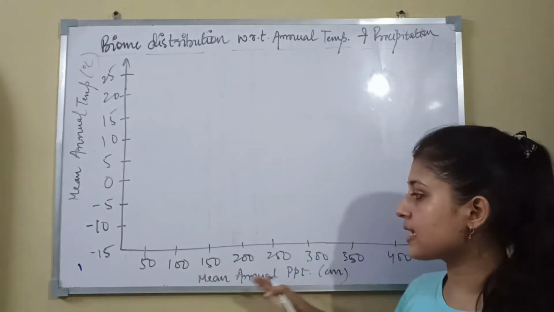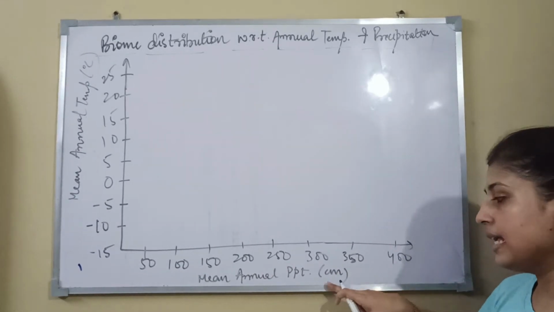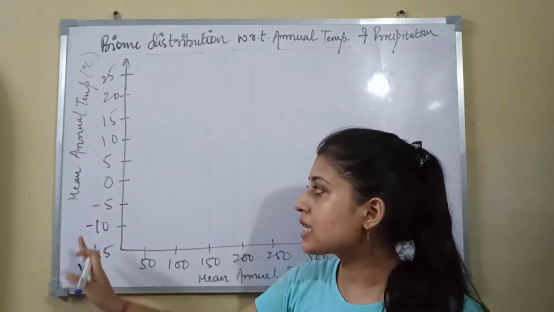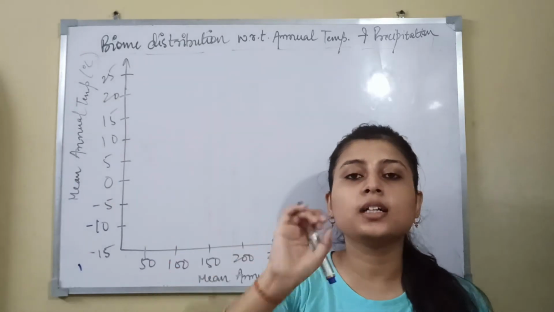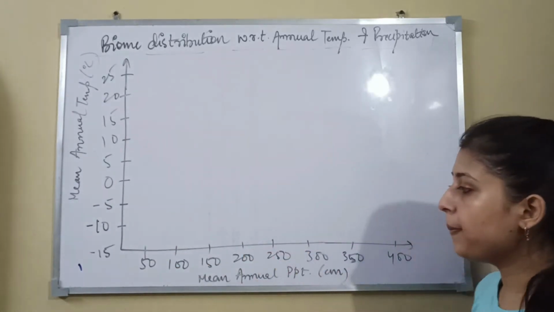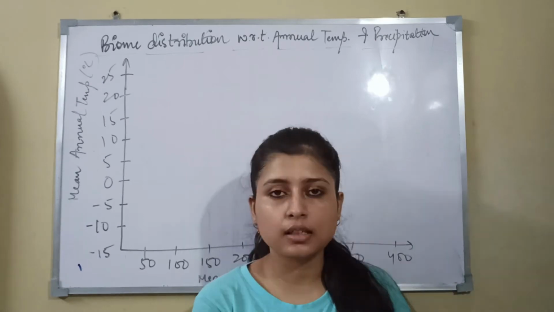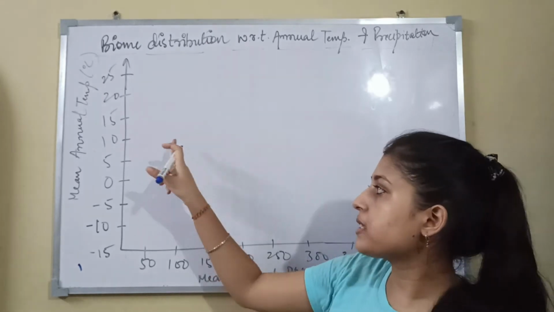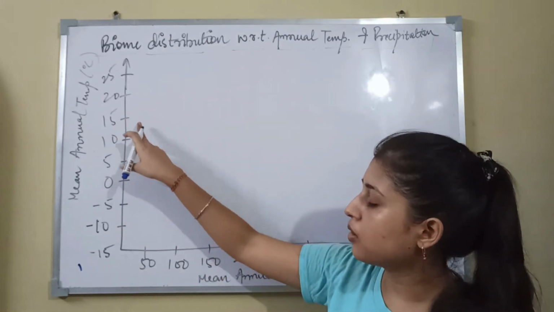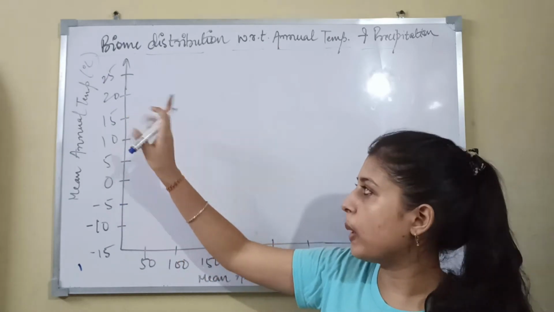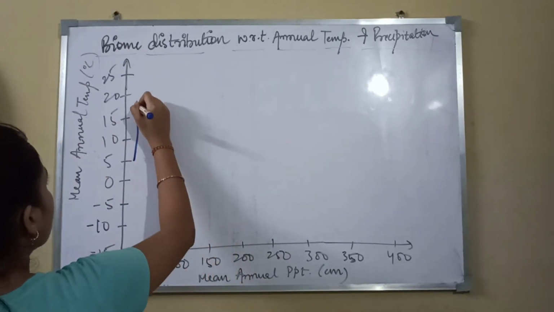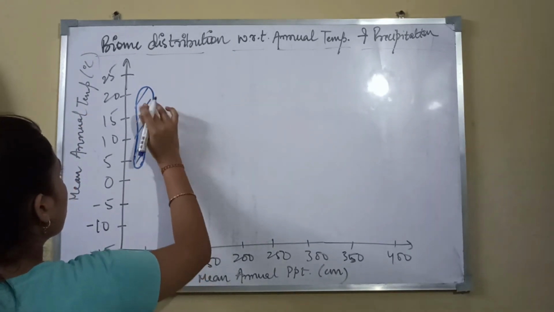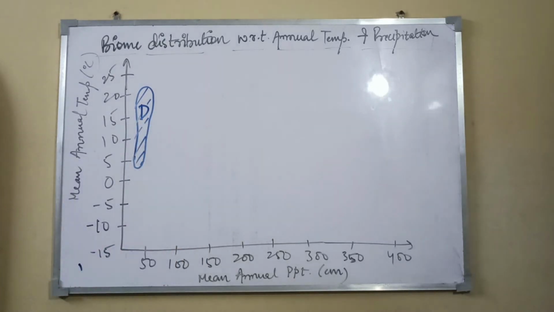So in the x-axis we have the mean annual precipitation in centimeters, from 50 centimeters to 400 centimeters, and in the y-axis we have mean annual temperature, in degrees Celsius. Okay? So if I start here, the first thing to remember is: where is the least rainfall? In the desert. So in the corner, between 5 to 15 and 5 to 20, make a thin shape, and this region is known as which one? Desert, D.